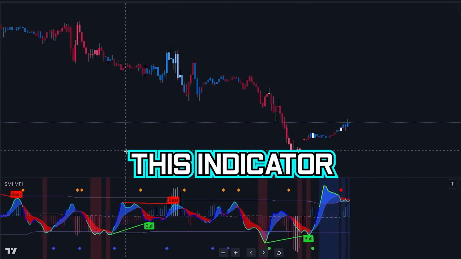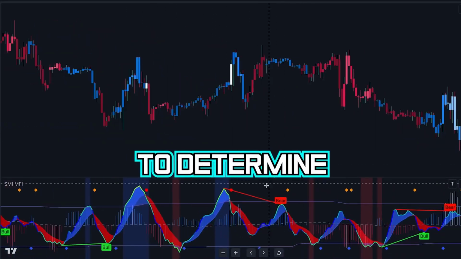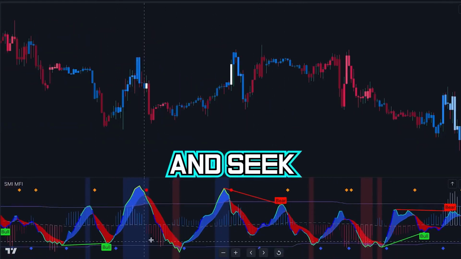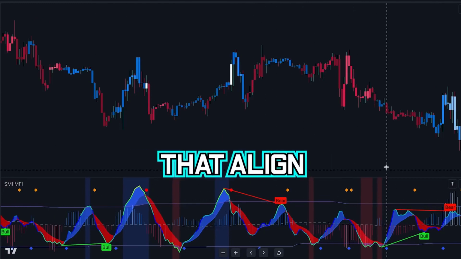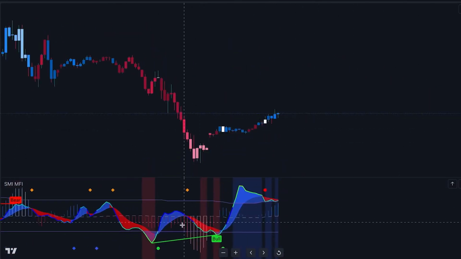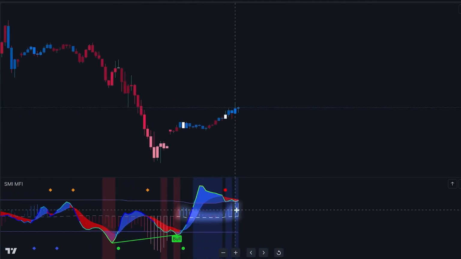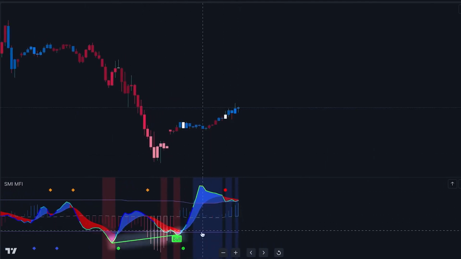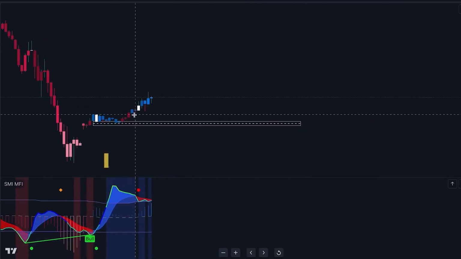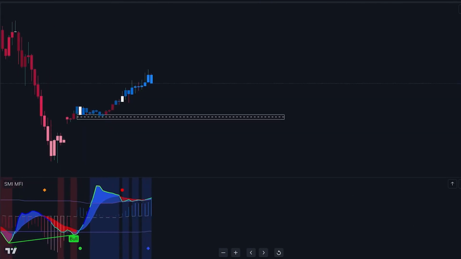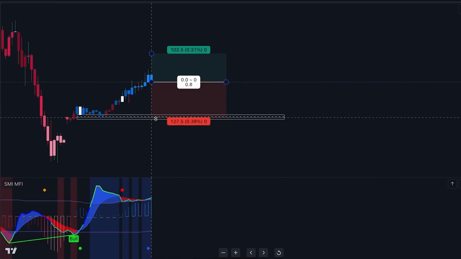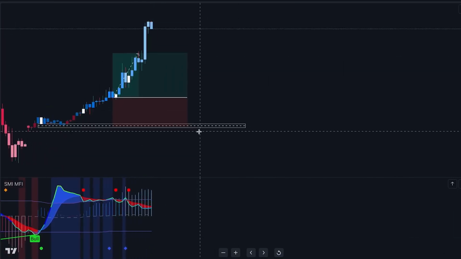Another method of using this indicator would have you use the histogram to determine buying and selling pressure and seek divergences within those regions that align with the trend. For example, here we have bullish pressure in the market, denoted by the blue histogram. And we can see that a bullish divergence was detected. As long as price does not go below this divergence level, we can then wait for a buy signal from the TS and signal line. Taking buys with stops below the swing low and targeting a 1 to 1.5 risk to reward.